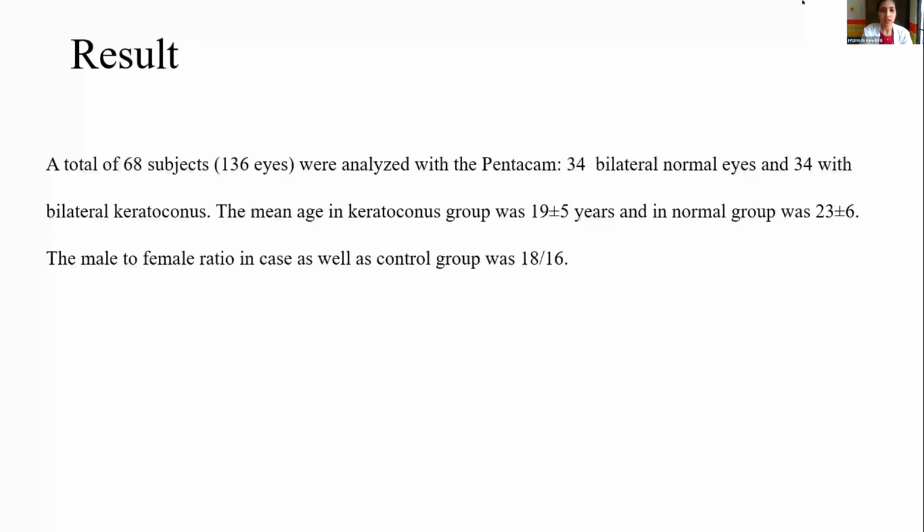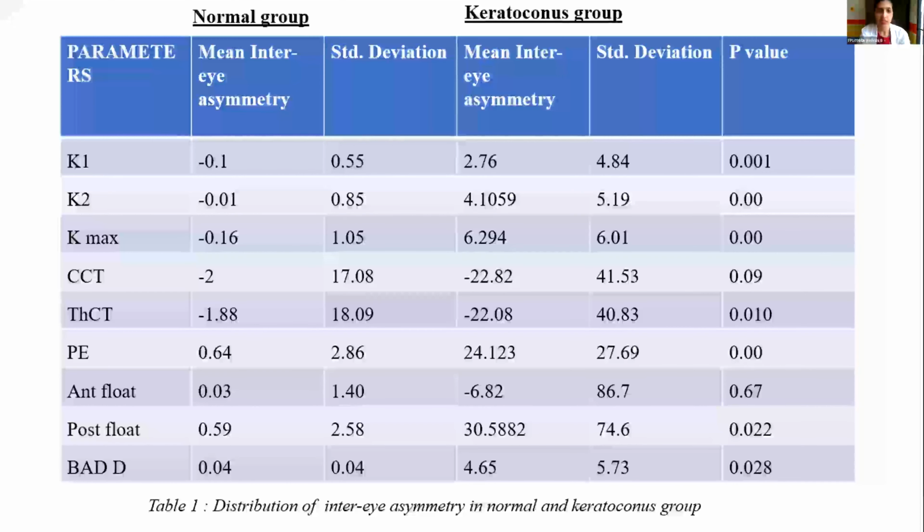Coming to results, a total of 68 subjects, that is 136 eyes, were analyzed with Pentacam, where 34 had bilateral normal eyes and 34 had bilateral keratoconus. The mean age of the keratoconus group was found to be 19 plus or minus 5 years, and the normal group was 23 plus or minus 6 years. The male to female ratio in both case and control was 18 and 16 respectively.